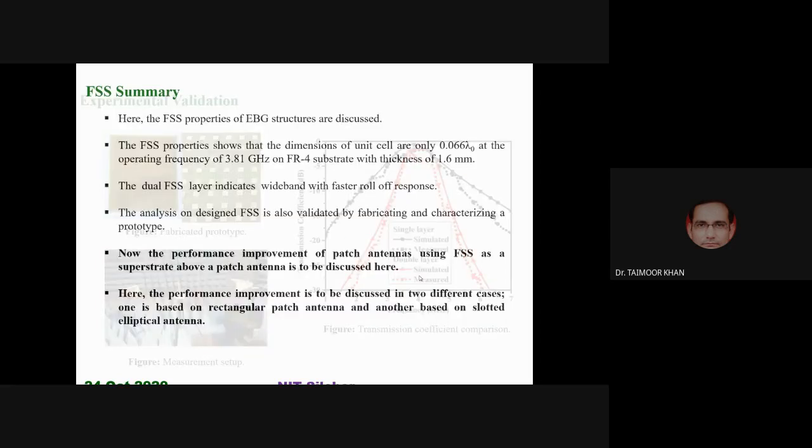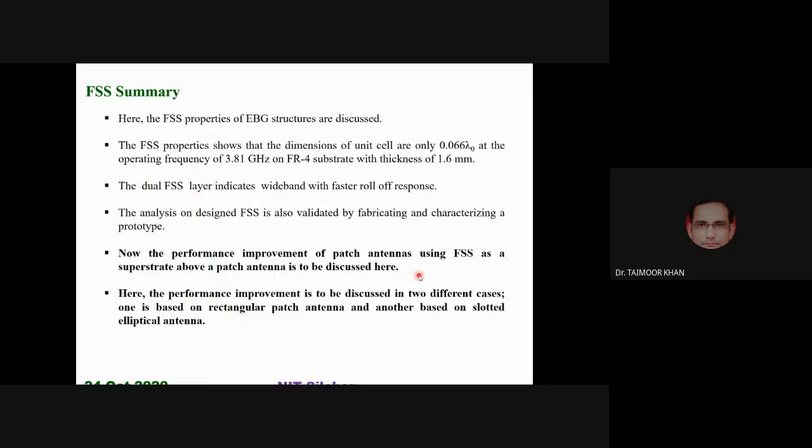Then how this surface will be useful for enhancing the performance is to be discussed in the next two examples, because prior to that the basic fundamentals of the FSS surface were required to be discussed. FSS properties of EBG structures. The FSS property shows that the dimension of the unit cell is only that single unit cell at the operating frequency, on FR4 thickness one. The dual FSS layer indicates wide band with faster roll-off of frequency. Analysis of the designed FSS is also validated by fabrication.